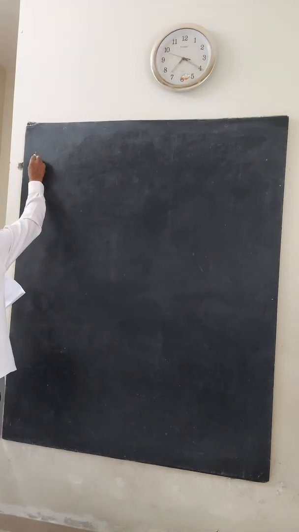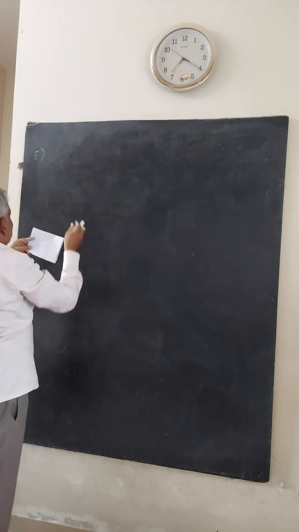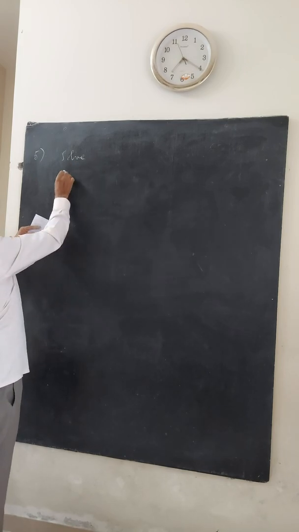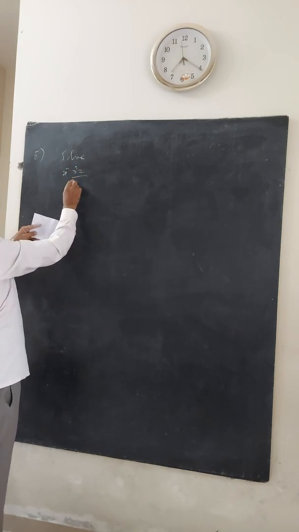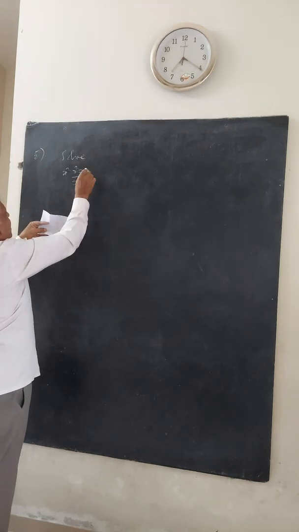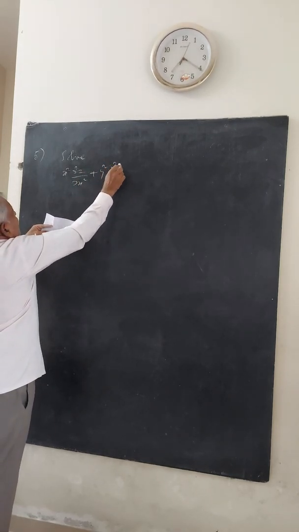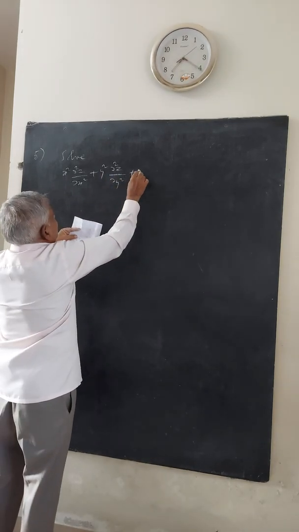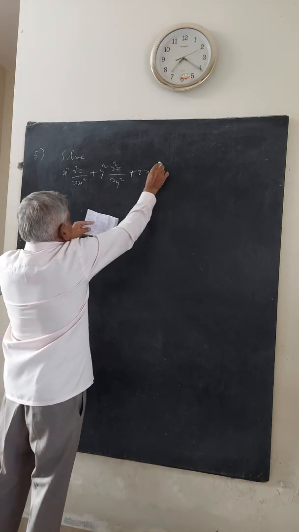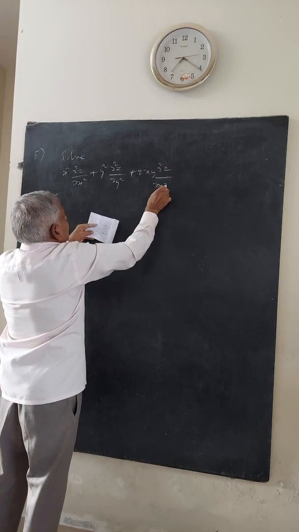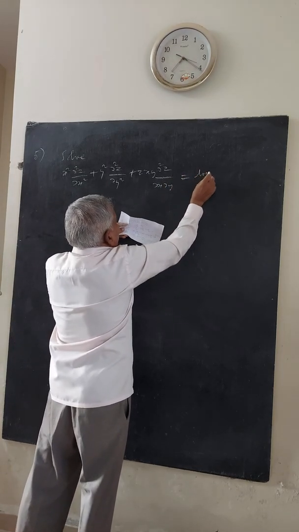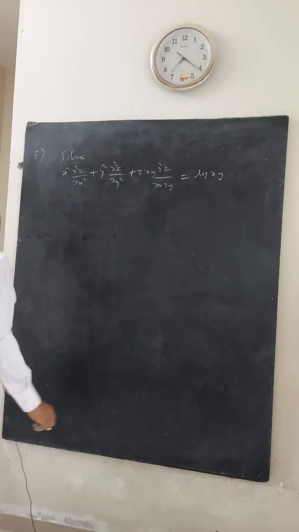Next, fifth sum. Sum number 5. Solve x square d square z by dx square plus y square d square z by dy square plus 2xy d square z by dx dy equal to log xy.